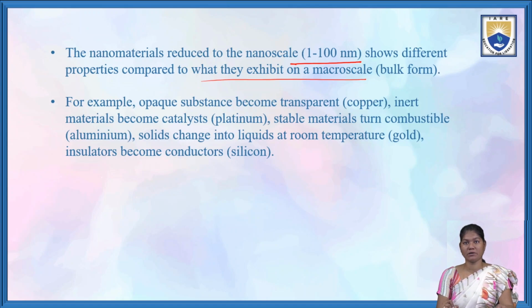Inert materials become catalysts in the case of platinum. Stable materials turn combustible in the case of aluminium. Solids change into liquids at room temperature, which is for gold. Insulators become conductors, as in the case of silicon.